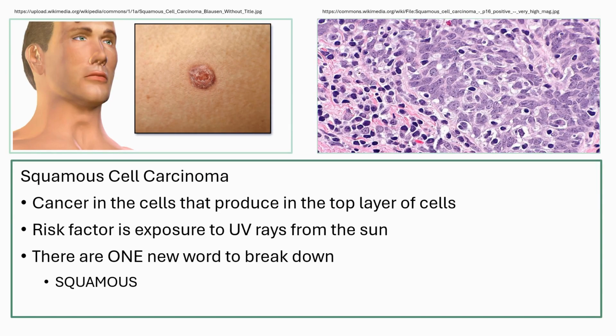Next, let's take a look at another common type of skin cancer called squamous cell carcinoma. This one has a high risk factor of being out in the sun, being exposed to lots of UV rays, whether it's from natural sunlight or from tanning beds. We did just break down the word carcinoma, so we're not going to break that one down again, but let's take a look at what this term squamous refers to and how that's going to change the meaning of this type of cancer.